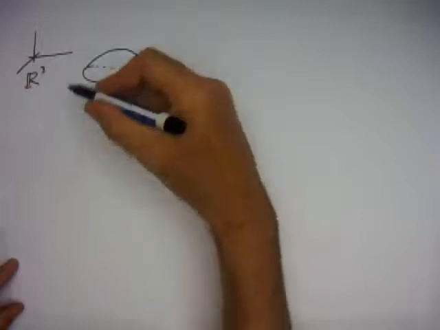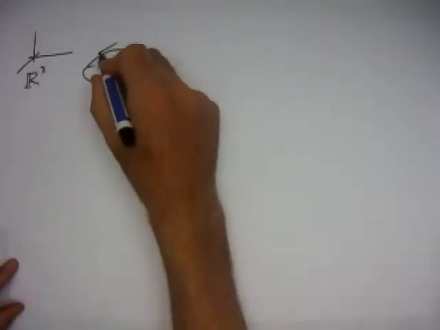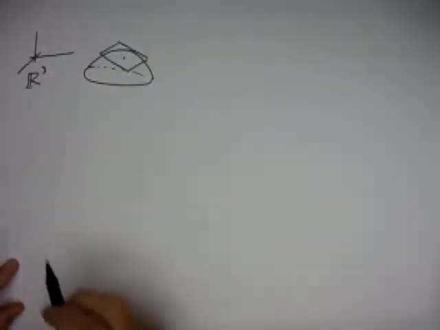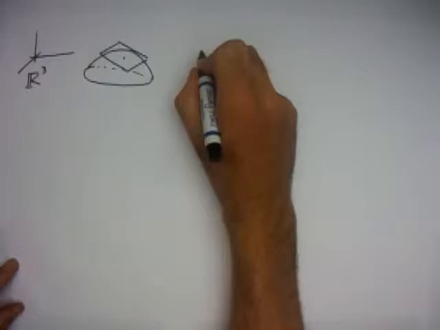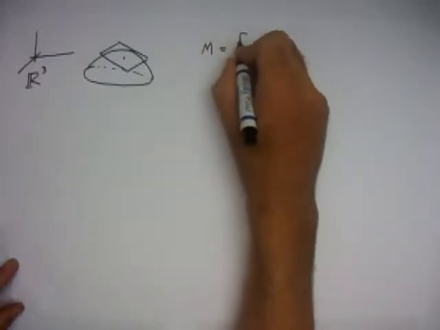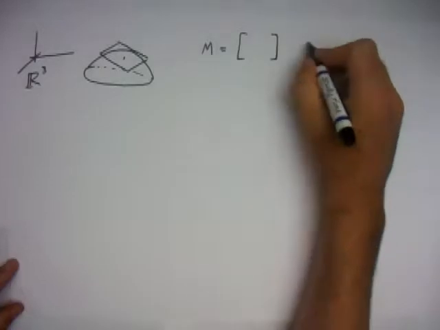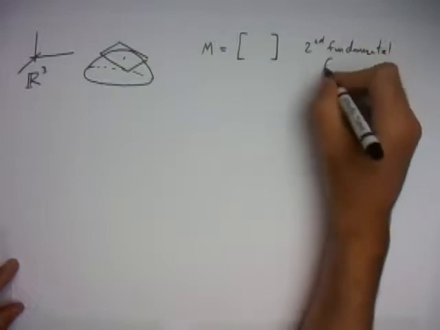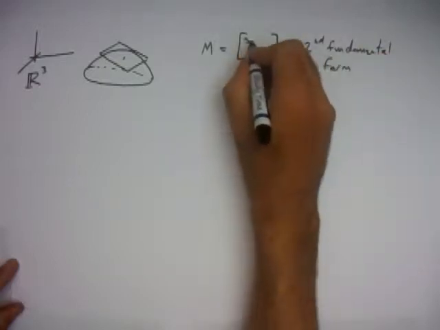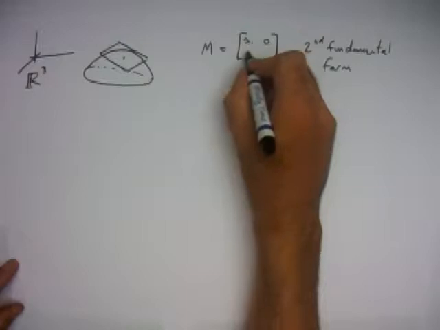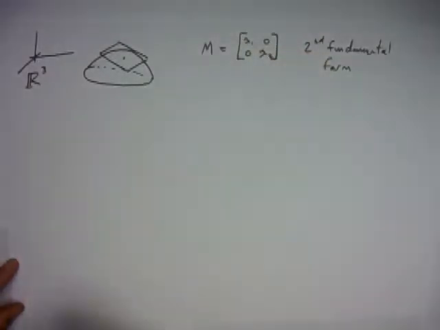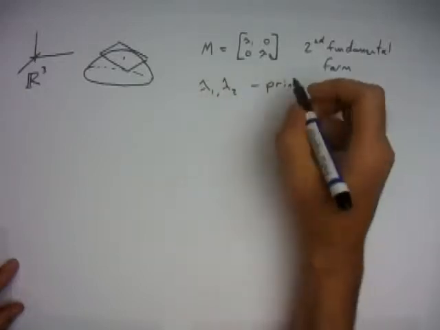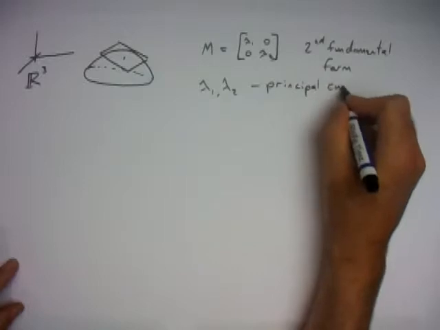Now, if it's a graph over the base, you can look at the first derivative of that function, and you'll get the tangent space at a point. And how the tangent spaces change from point to point is determined by the second derivatives in the form of a matrix, a symmetric 2x2 matrix called the second fundamental form. And because it's symmetric, it's diagonalizable, and it has two eigenvalues in general, lambda 1 and lambda 2, referred to classically as the principal curvatures.